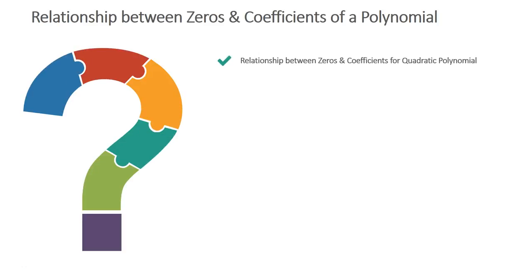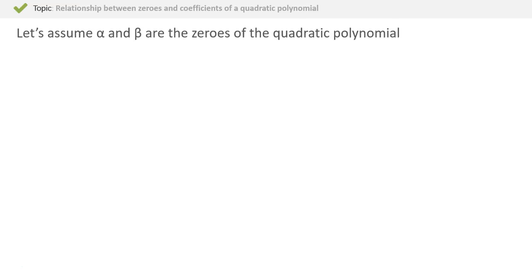In this section, we are going to talk about the relationship between zeros and coefficients of a polynomial. So let's try to understand the relationship between zeros and coefficients of a quadratic polynomial. Then we'll talk about cubic polynomial, and then we'll look into examples. So let's start with the relationship between zeros and coefficients of a quadratic polynomial.